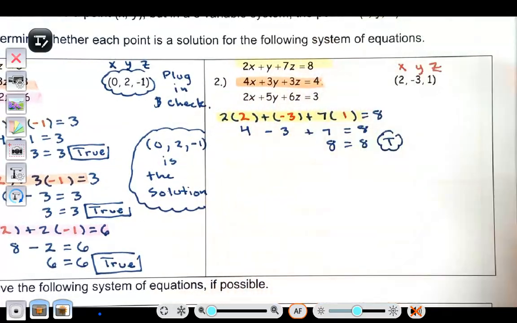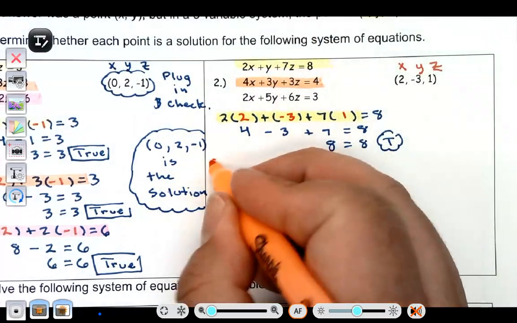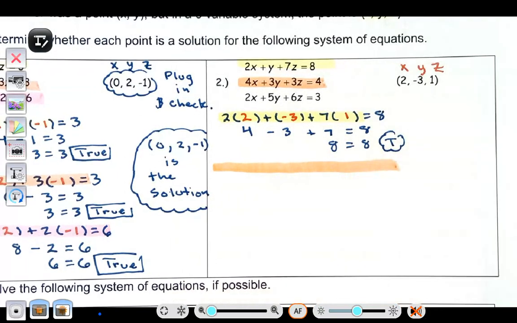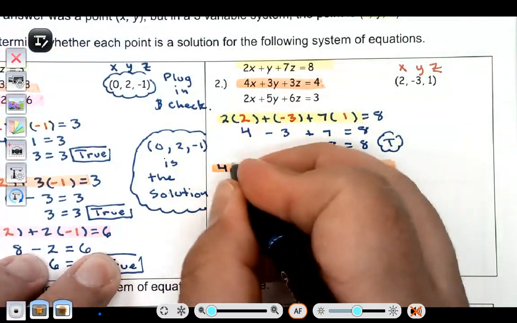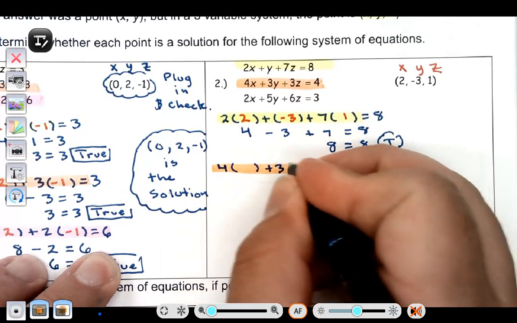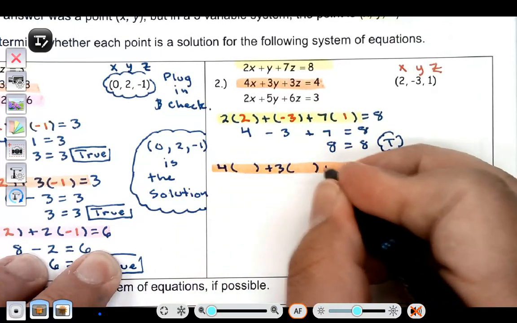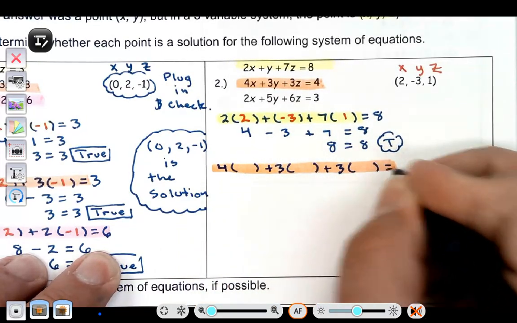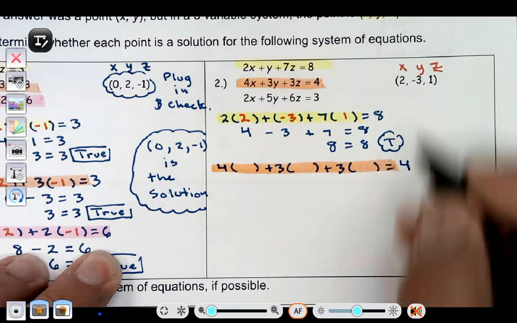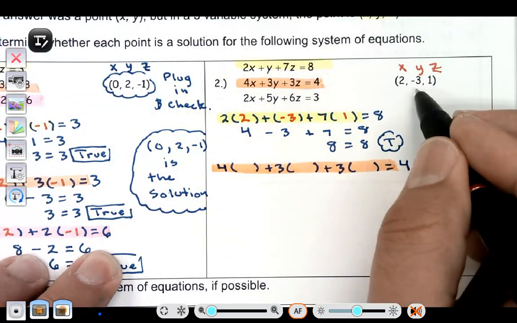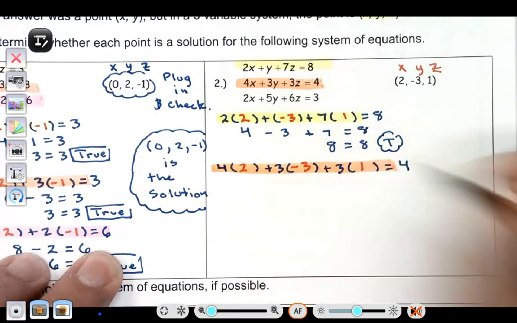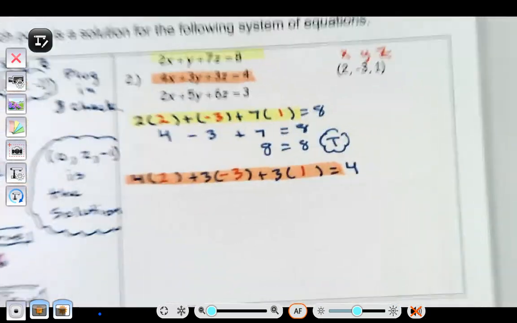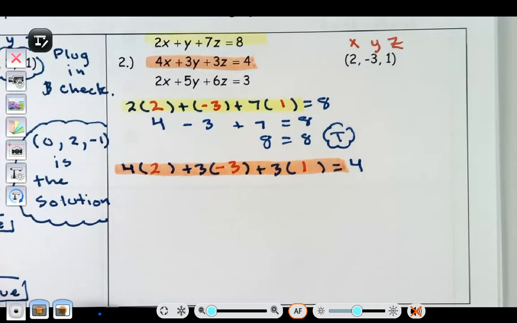So here's my second equation. I'm gonna take a moment, write it out, plug in the numbers, of course. So it says 4x plus 3y plus 3z is equal to 4. And we're plugging in the exact same three numbers again. The 2, the -3, and the 1. So we're going to plug in our numbers there. Zoom in a little bit more for you.